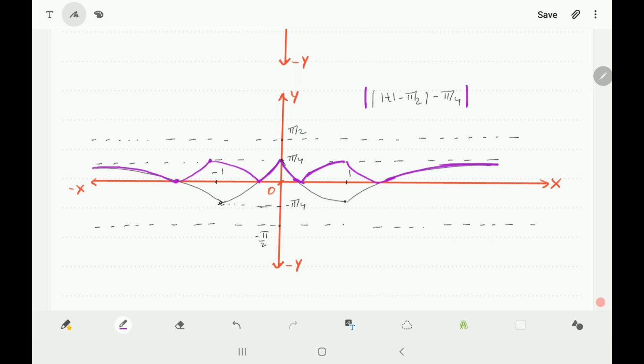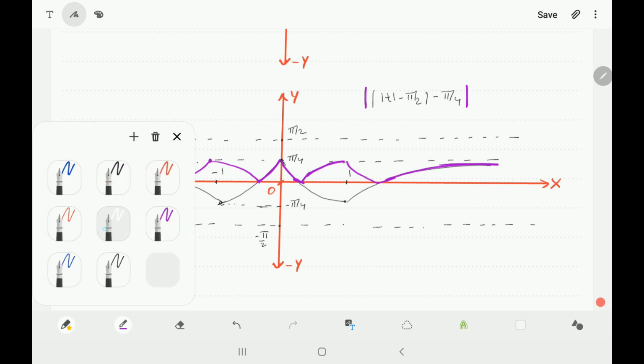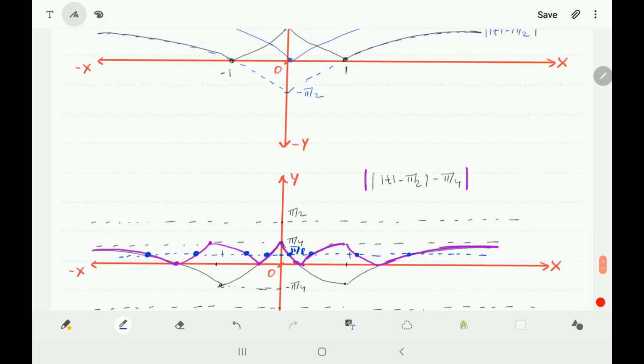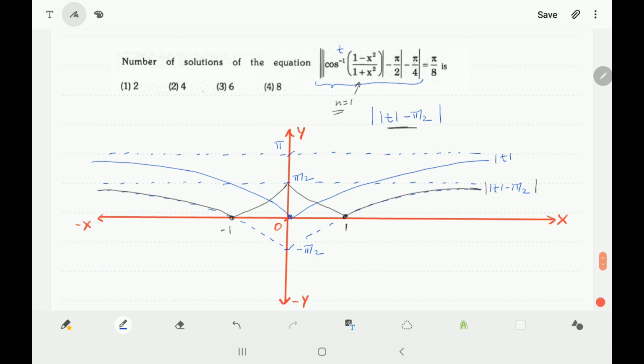Now you have to see at how many values this is becoming pi by 8. So I'll be drawing a horizontal line at pi by 8. So let's see how many intersections there are. 1 intersection, 2, 3, 4, 5, 6, 7 and 8. So overall there are 8 intersections for this particular case, and hence the answer for this problem will be 8. Okay, is it clear?